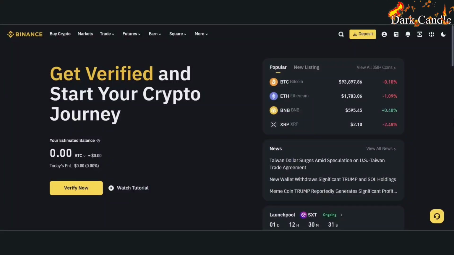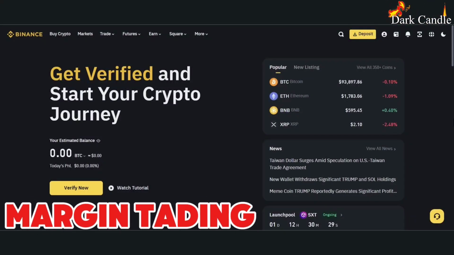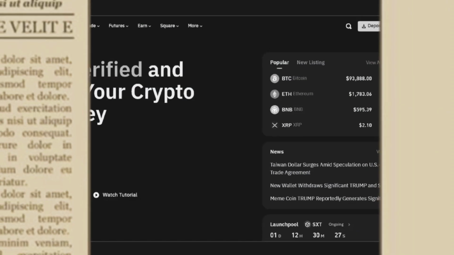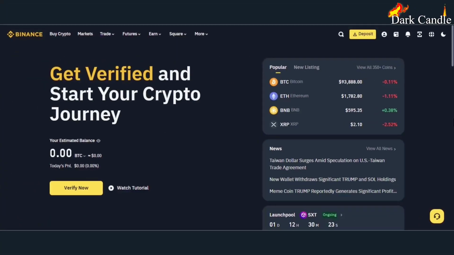Ever heard the terms spot trading and margin trading on Binance and wondered what they actually mean? If you're just getting started, it can sound intimidating, but there is no need to panic. In this video, I'll break down the difference between spot and margin trading on Binance, show you how to access both, and help you decide when and why to use each.